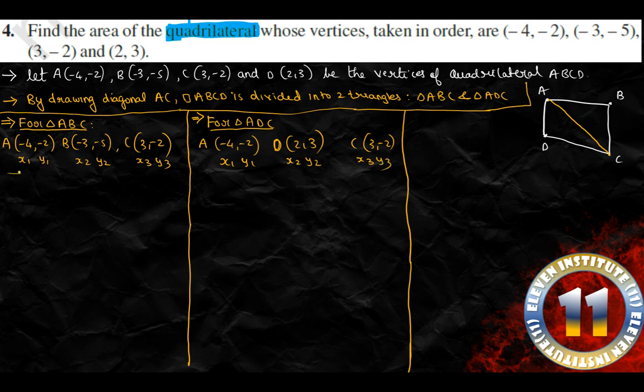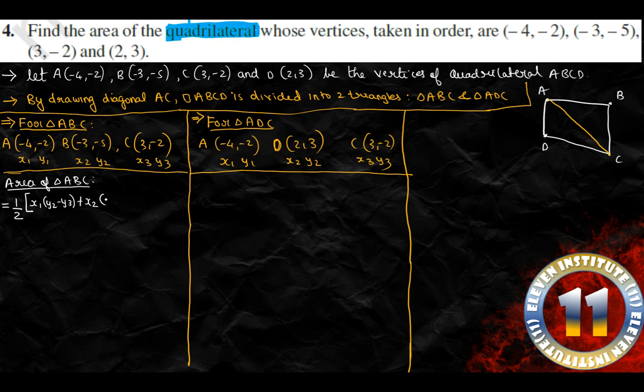Now we will apply the area of triangle formula. Right, so we can write over here area of triangle ABC is equal to half into the bracket we have x1 (y2 minus y3) plus x2 (y3 minus y1) plus x3 (y1 minus y3). Bracket complete. Now we will input the values over here.